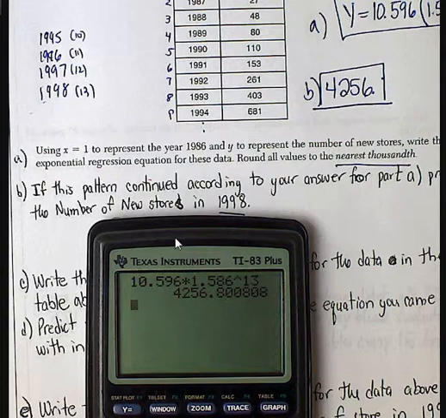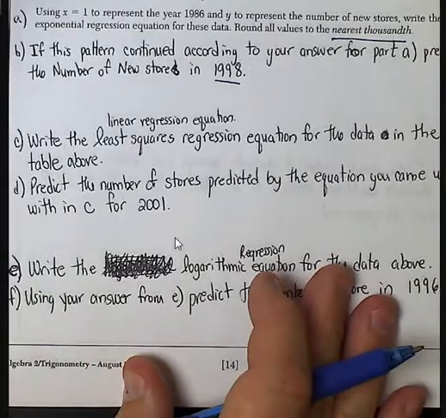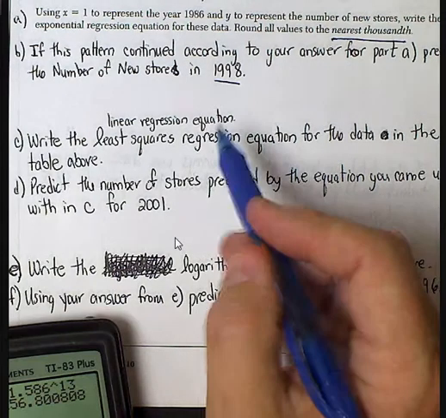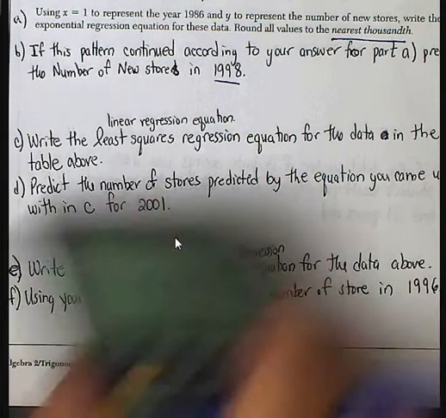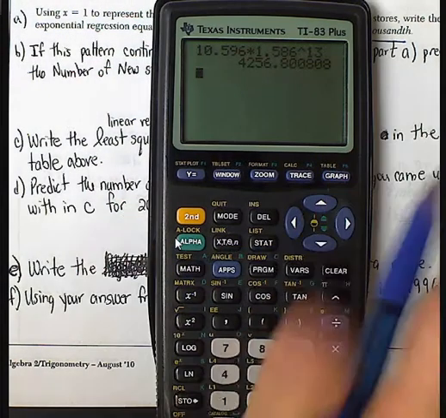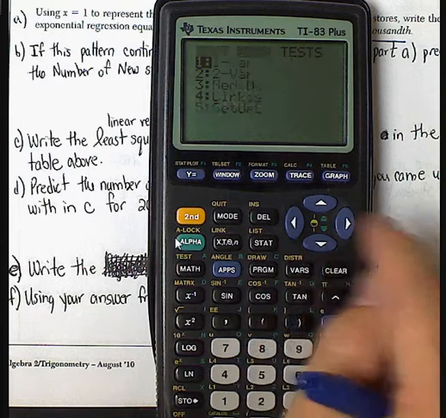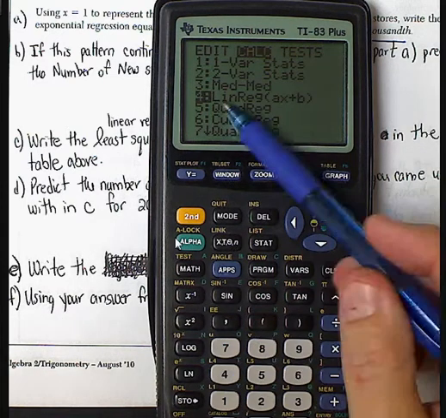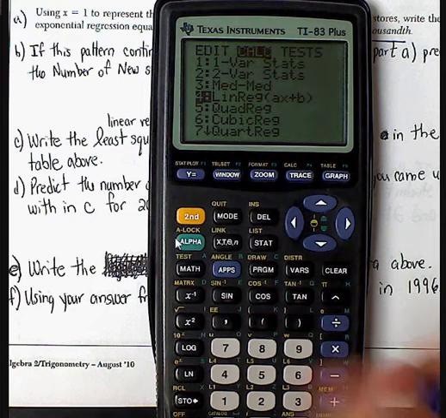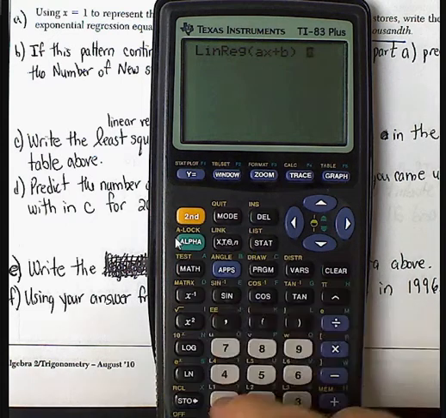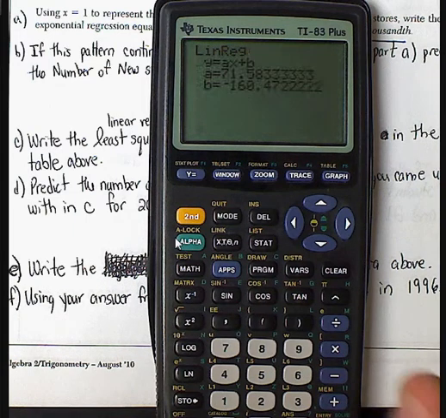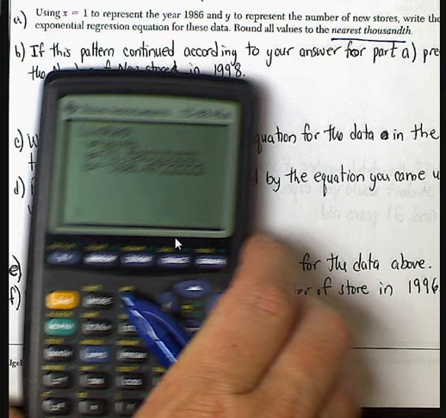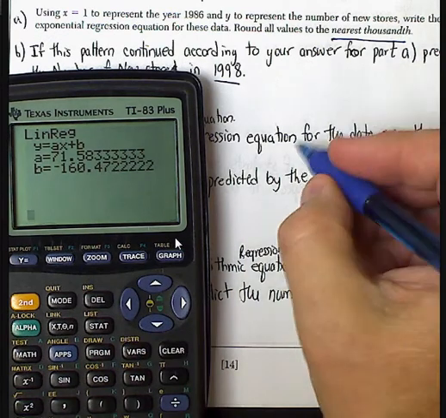Alright, next question is part C, I guess. It says write a linear regression equation or a least square regression equation for the data. So least square regression equation, we go back to the calculator. We're going to go stat, calc, and I'm looking for linear regression. There it is. L-I-N-R-E-G, that's linear regression. Hit enter, and then where's the data? L1, comma, L2.